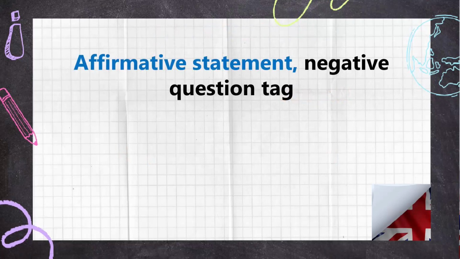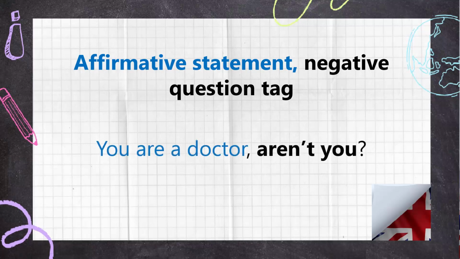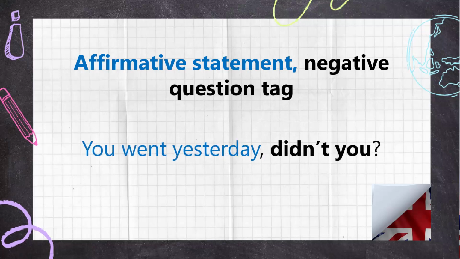Let's move on. When we have an affirmative statement, we have a negative question tag. For example, you are a doctor, aren't you? So we have the affirmative statement, you are a doctor, and the negative question tag, aren't you? Are you not? So aren't you? Another example, you went yesterday, didn't you? So we have the affirmative statement, you went yesterday, and a negative question tag, didn't you?